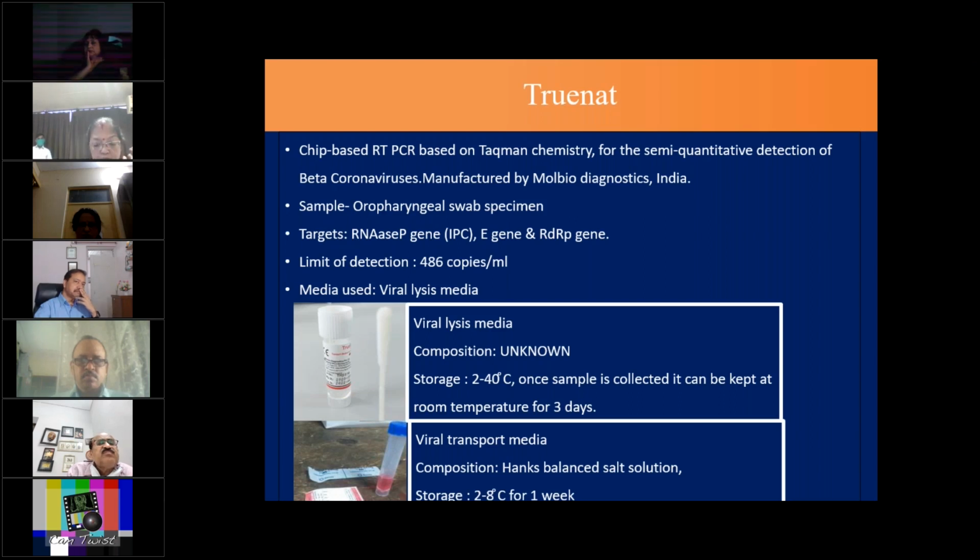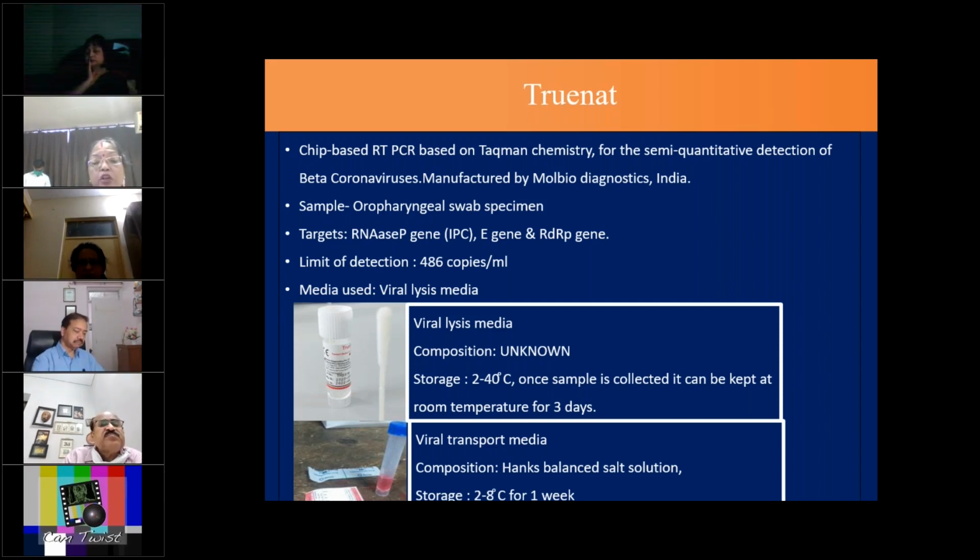Just 2 minutes. Then for this viral TrueNAT, you need a special media. So when you order this, kindly collect it, because the VTM for RT-PCR is freely available in all the centers. But for TrueNAT, there is a special media called viral lysis media. Naturally, it is costly and only a very limited amount is present. So therefore, you have to get it from the centers we have given, but sometimes you have to get it from the lab.